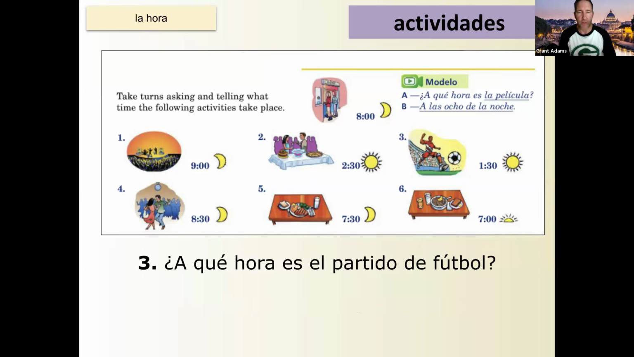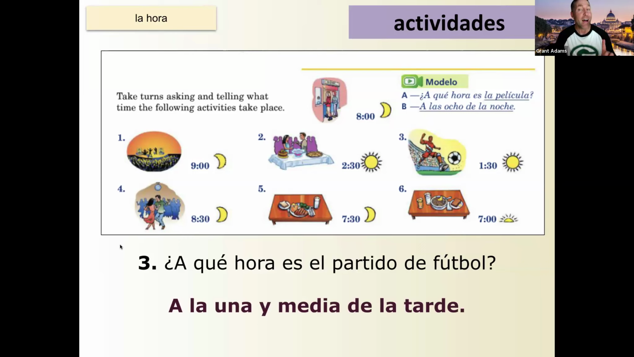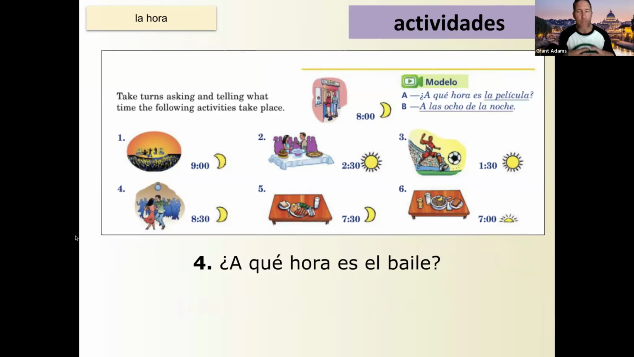¿A qué hora es el partido de fútbol? Excelente. Ok, muy bien. Muy bien, excelente. Good, excelente, Chris. Excelente, André. Yes, muy bien. Okay, and you guys got the singular. Some of you picked up on the singular. A la 1:30 de la tarde. Could I say 30? Sure. A la 1:30, a la 1:30. Perfecto. Número 4. Baile, el baile.